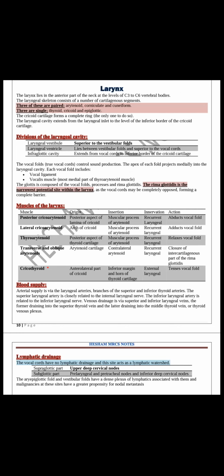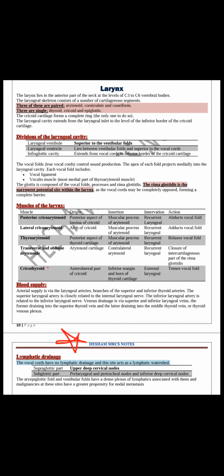From where do these laryngeal nerves come? These laryngeal arteries, excuse me, are coming from thyroid arteries. Superior thyroid from external carotid, inferior thyroid from thyrocervical trunk, first part of subclavian artery. All of this is not as important as the lymphatic drainage of the larynx.